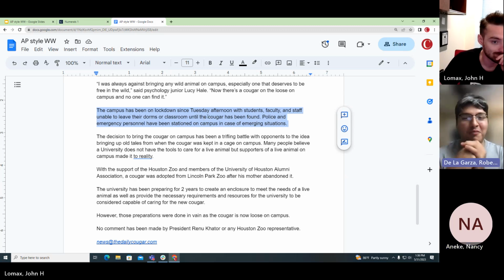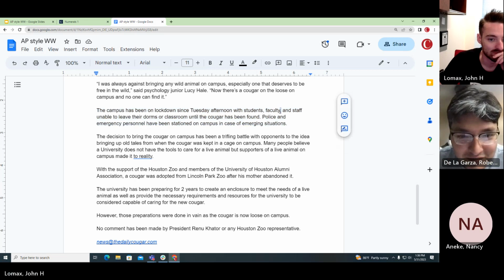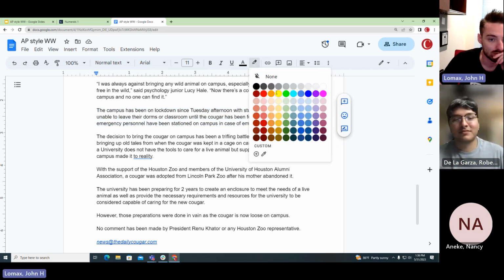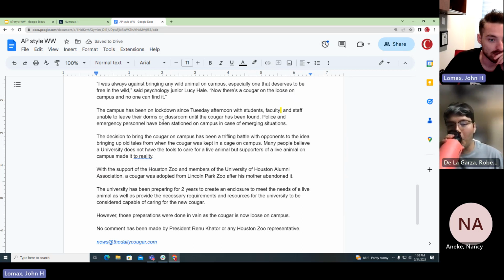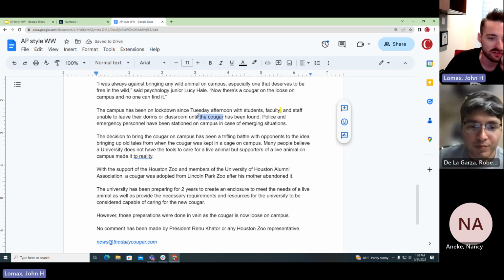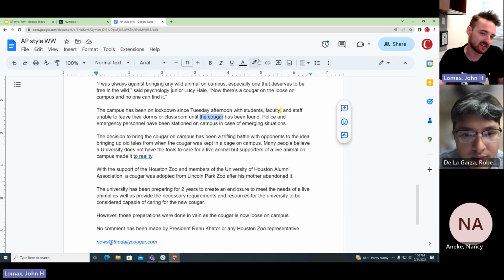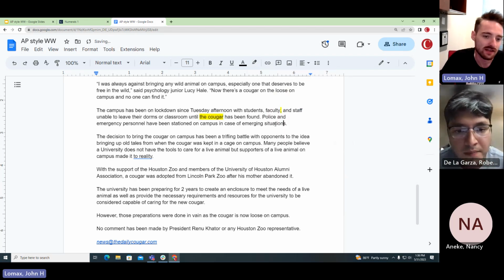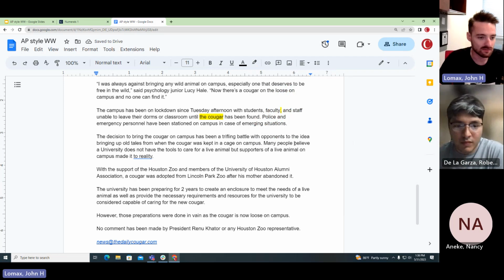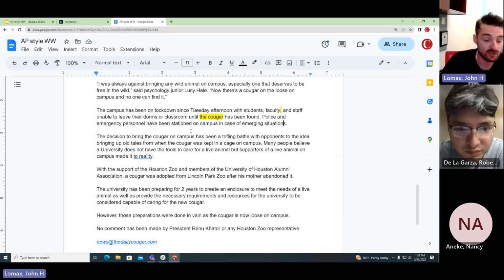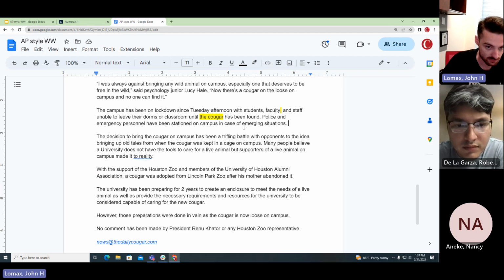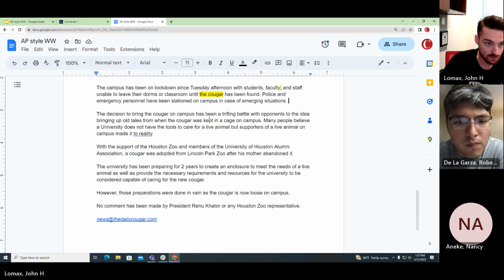Okay, well, this is the Oxford comma one. I think that might be... You see, and again, this is not really style, but I wouldn't say "the Cougar." That's just way too vague, especially since they'd be reading this on the Cougar. It'd be weird. Let me see. "Have been stationed on campus. Emergency situations." Looks good. All right, pretty sure that's good.